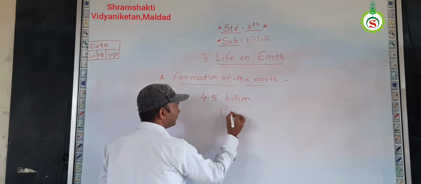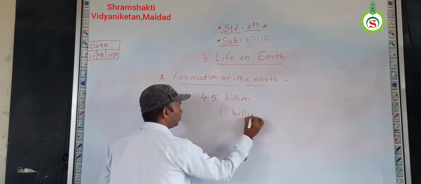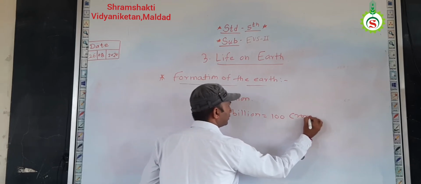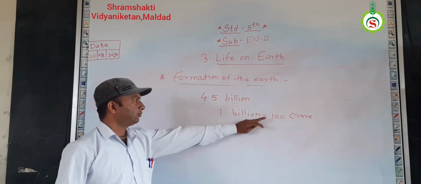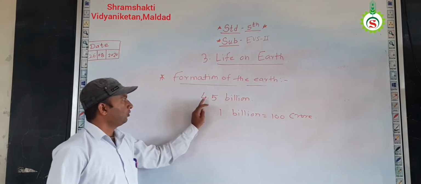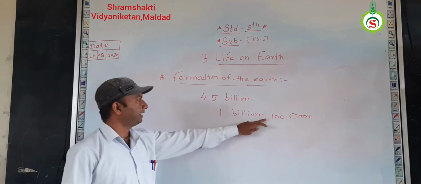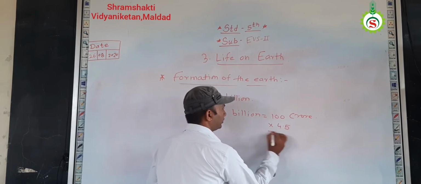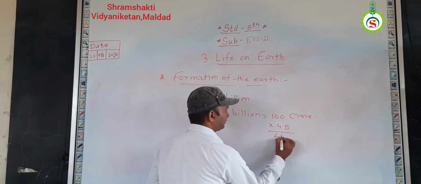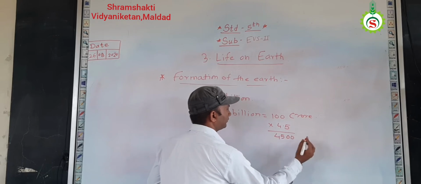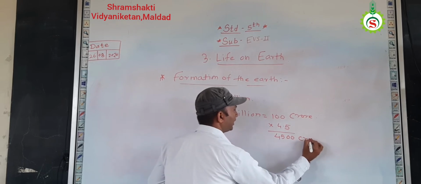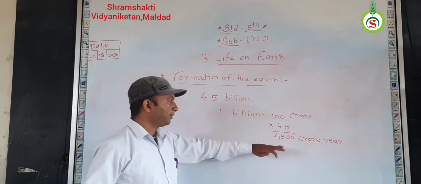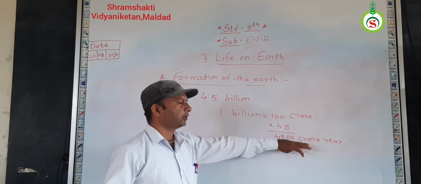1 billion is equal to 100 crore. So 1 billion is equal to 100 crore. So 4.5 billion means 100 multiplied by 4.5. So what is the answer? 4,500 crore years. So Earth is formed before 4,500 crore years.